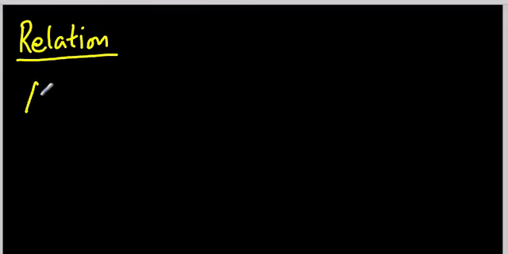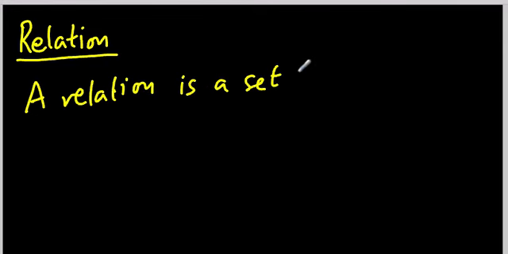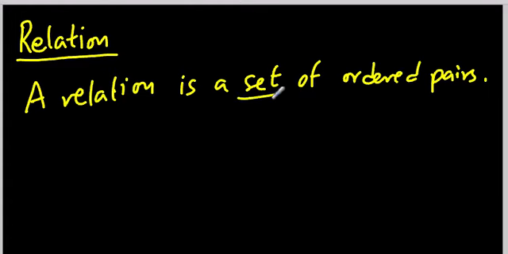So let me define it. A relation is a set of ordered pairs. So first of all, what is a set? A set is just basically like a collection. So, kind of like if you have a set of calculators, or say a set of balls, a set of telephones, whatever. It's just a collection of things.